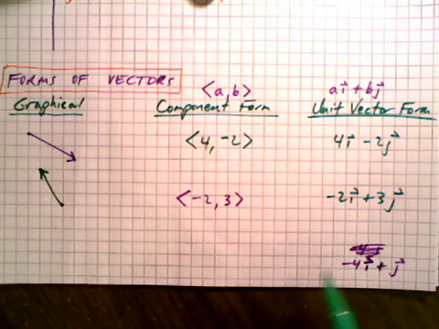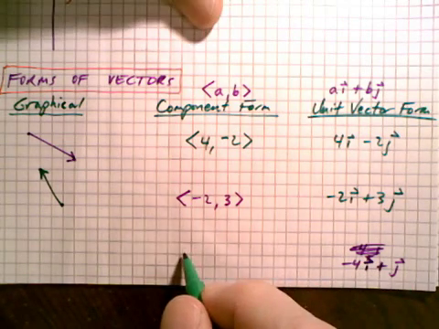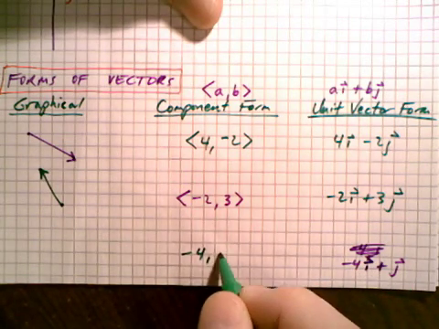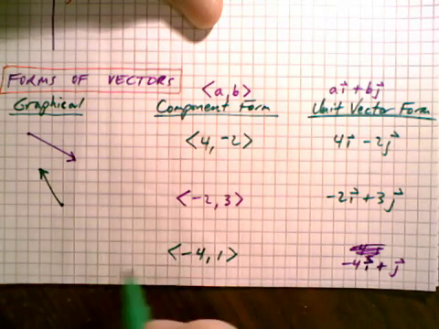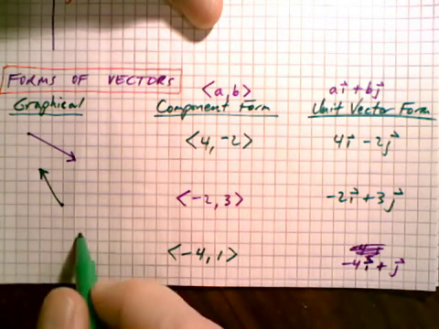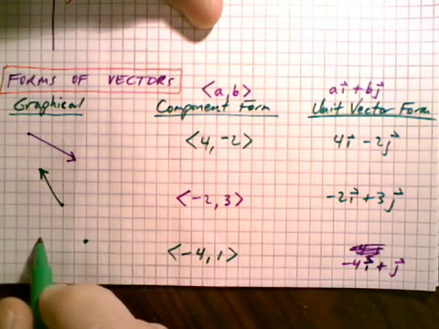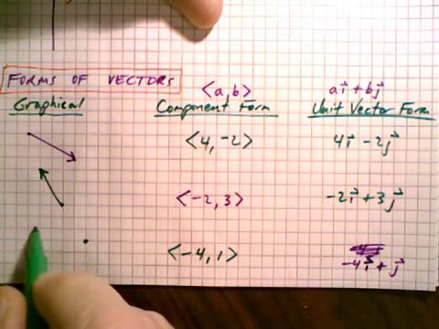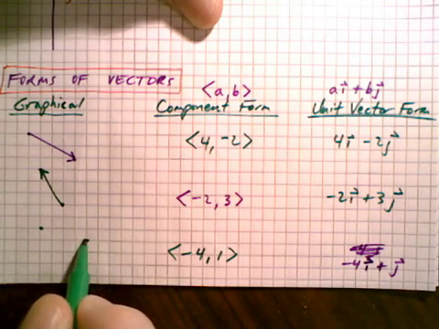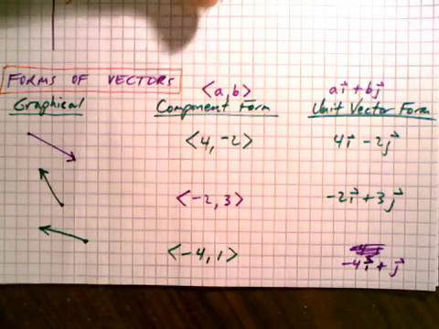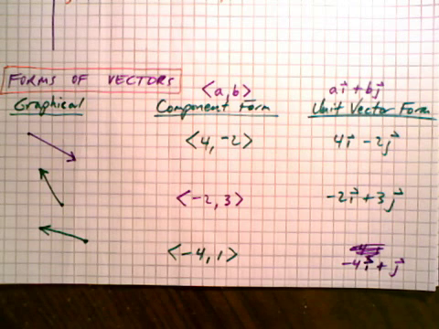Okay? And then -4i plus j would be -4 comma 1. That's a vector. So -4 will be to the left, so we're going to go from here, 1, 2, 3, 4, and up 1. And so we end there, and we draw the vector just like that. So there you go, -4, 1. That's it for this video.